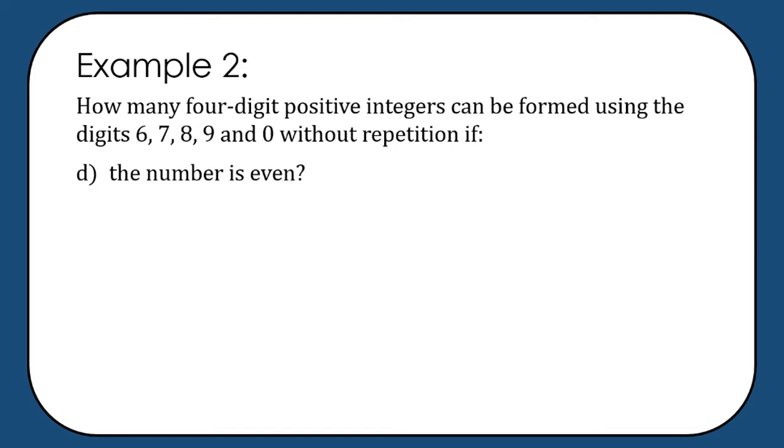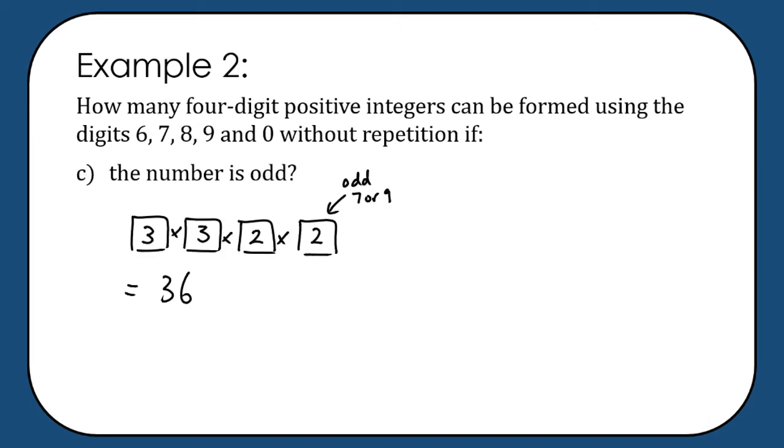And part D, how many 4-digit positive integers can be formed using the digits 6, 7, 8, 9, 0 without repetition if the number is even? Okay, so the best way to think about this is there's a couple of different ways, and this can be quite a complex problem starting from scratch. Given that we've just worked out the number of options where the number is odd, we're actually quite a long way along the way to answering this problem. I'm just going to flick back here to get some of our answers we need.